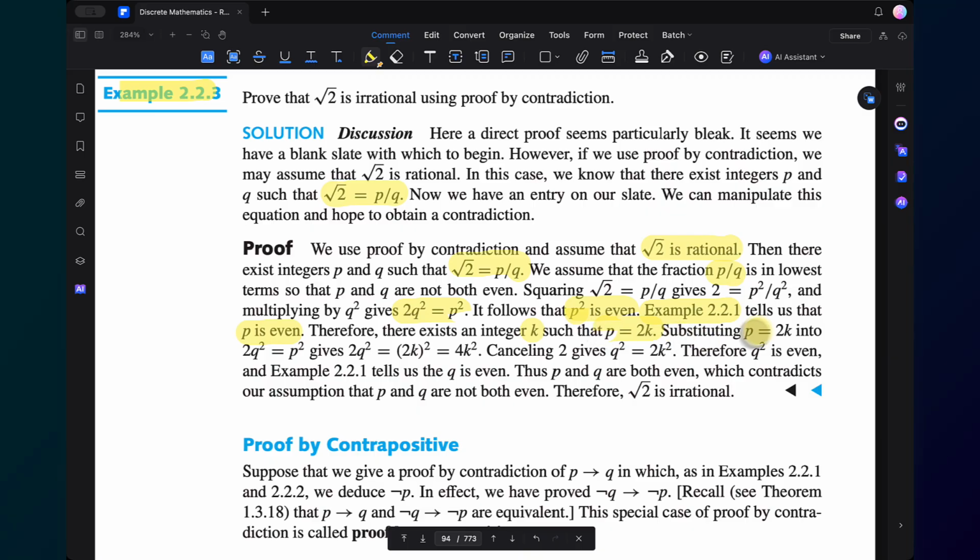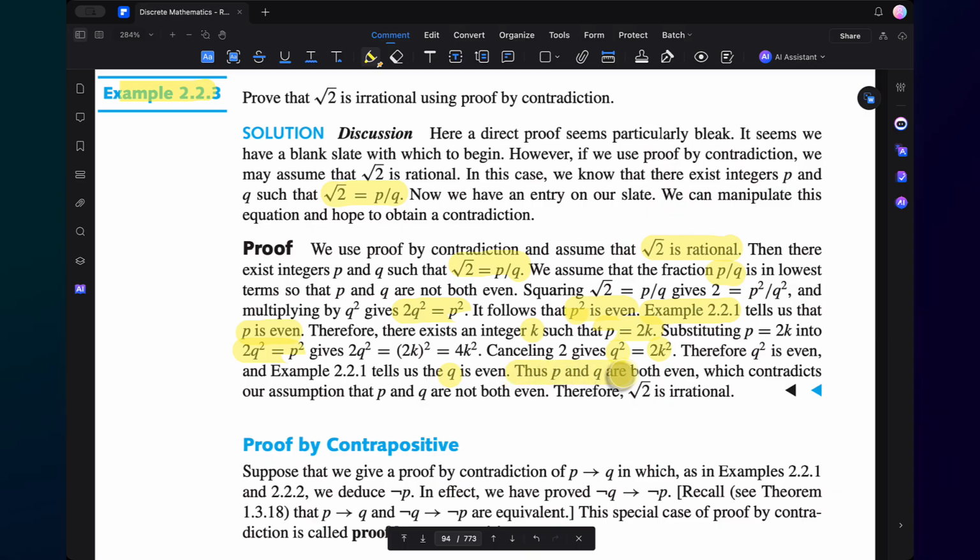So if I substitute p equals 2 times k into this expression here, that gives that 2q squared is (2k) squared, and that's 4 times k squared. Canceling 2 gives q squared is equal to 2k squared. Therefore, q squared is even. Aha. That means that q is even. Thus, p and q are both even.